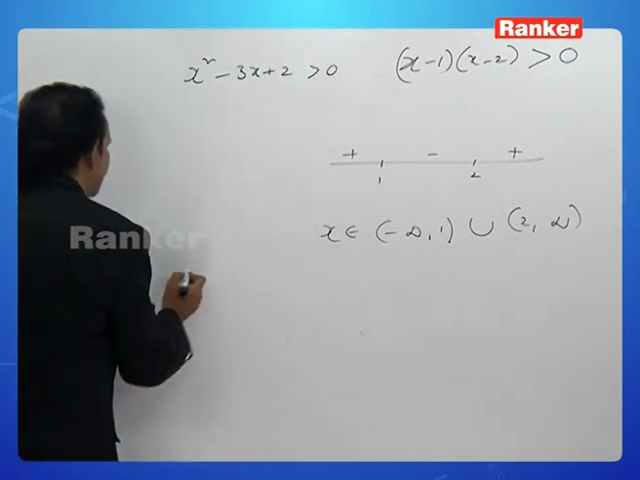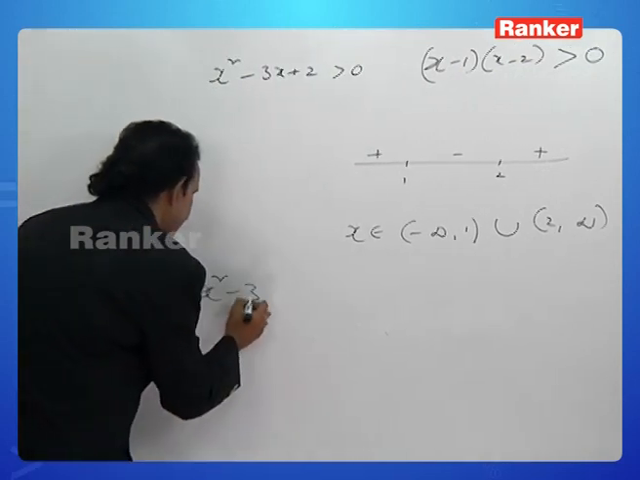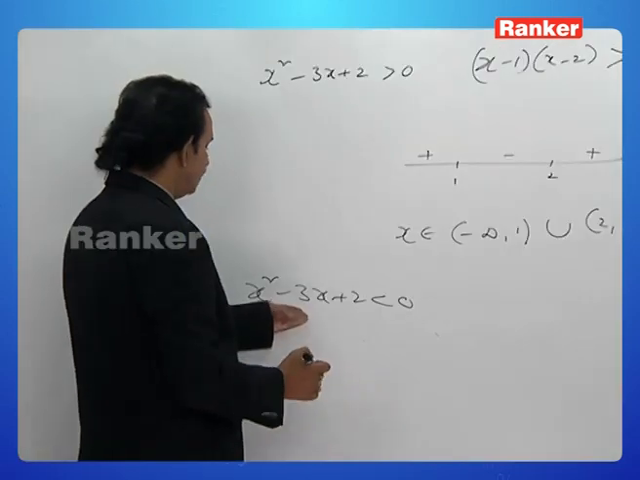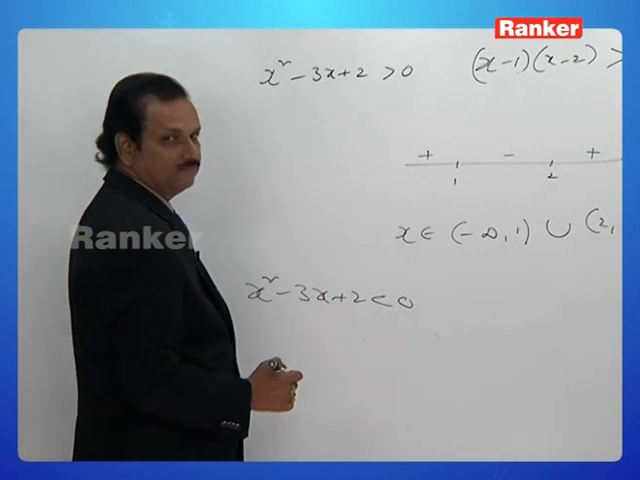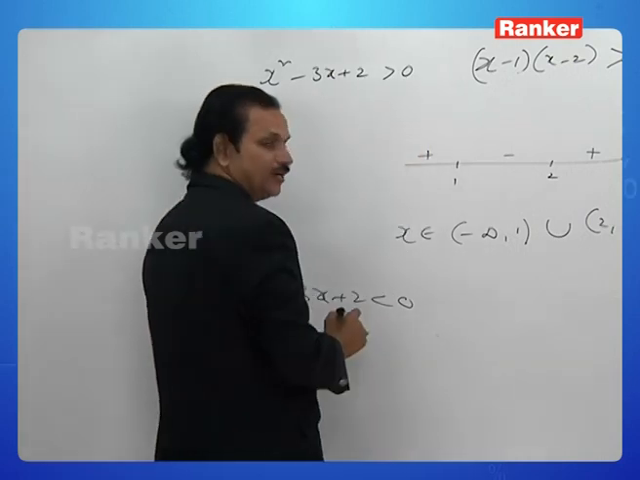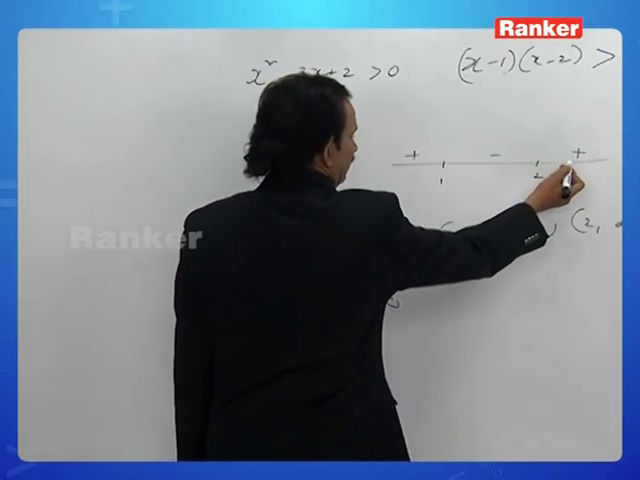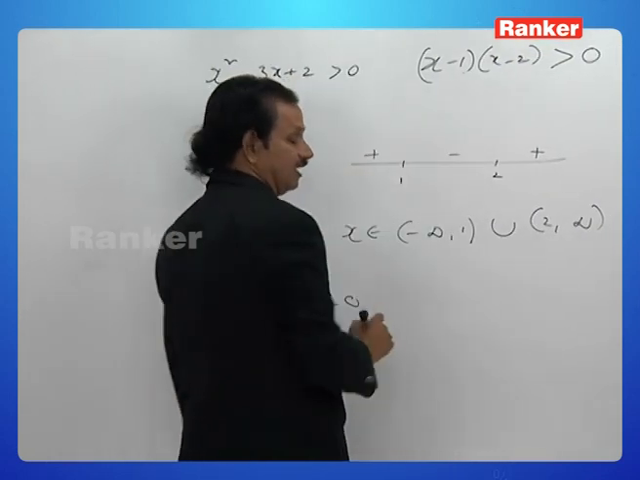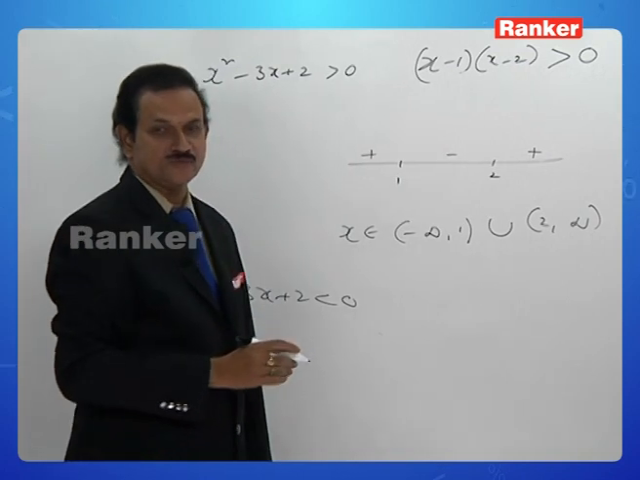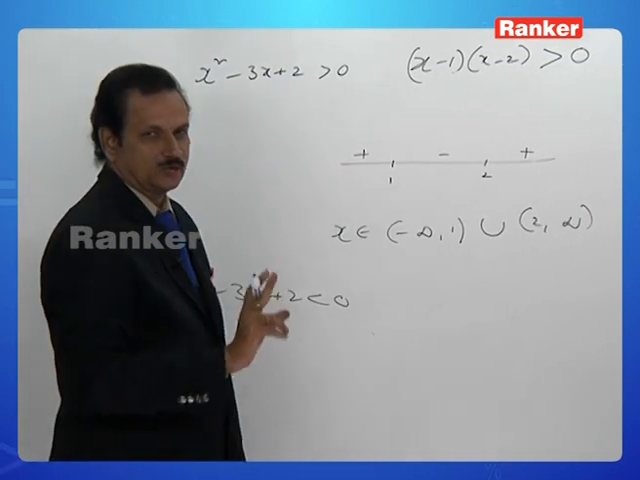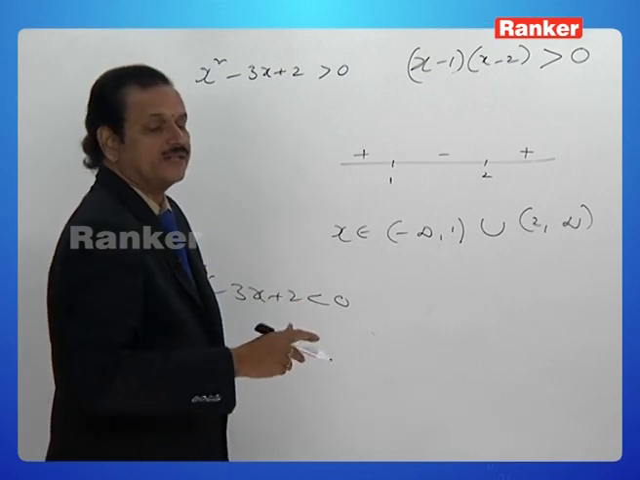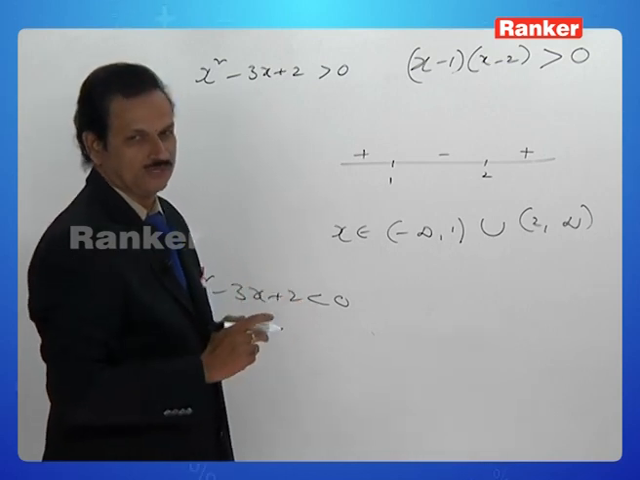If you want x square minus 3x plus 2 less than 0, then this expression is just the same. The roots are 1 and 2; here it is positive, and you just put alternately plus, minus, plus. Of course, this technique can be used only for a quadratic expression in which the quadratic equation has two distinct real roots only.